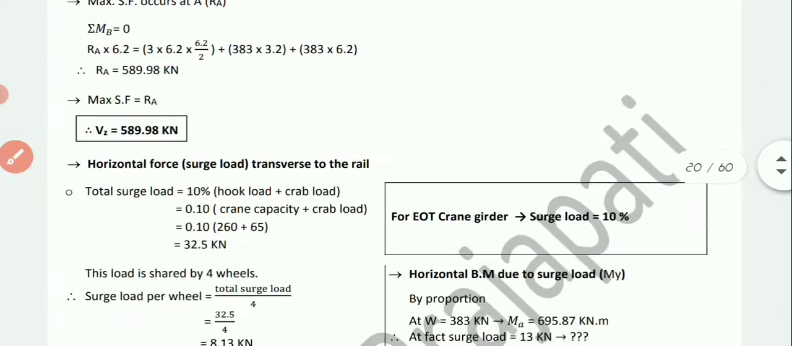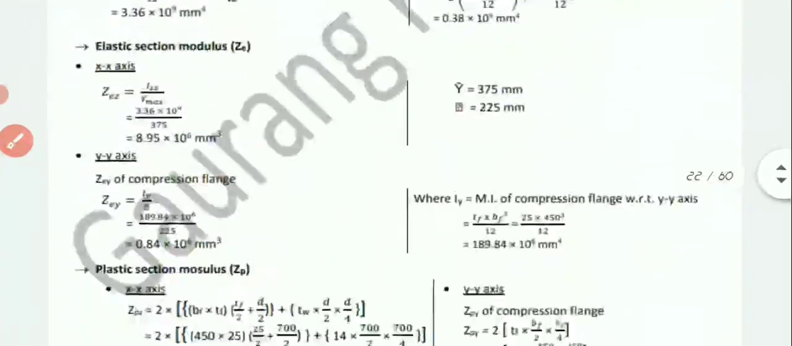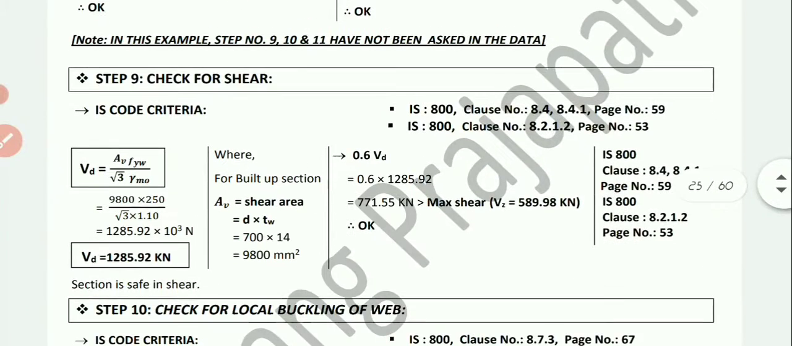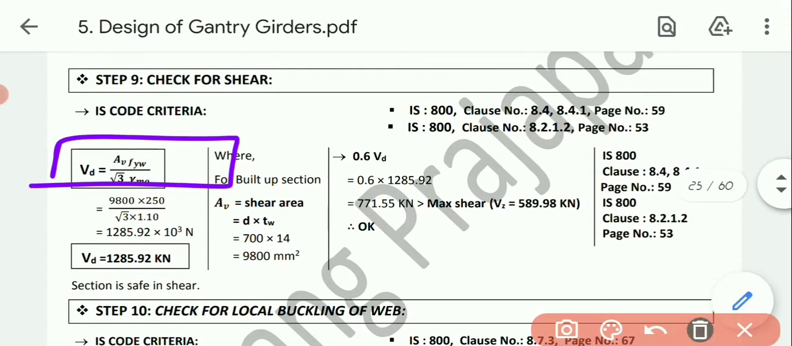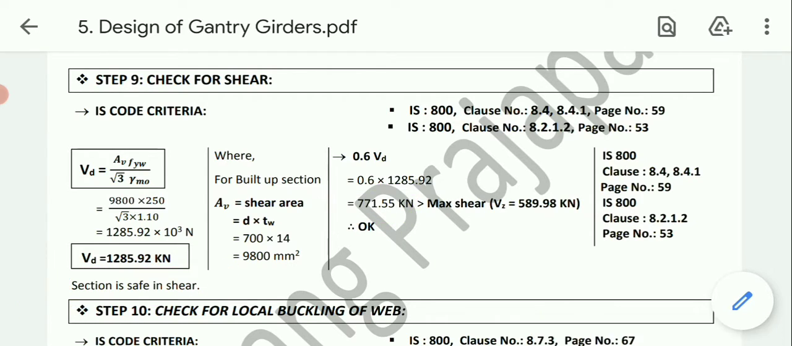Let me show you. Yeah, see, 589.98. Clear? So our strength is quite greater than that, hence the section is safe in shear. Clear? So this one is the check for the shear.